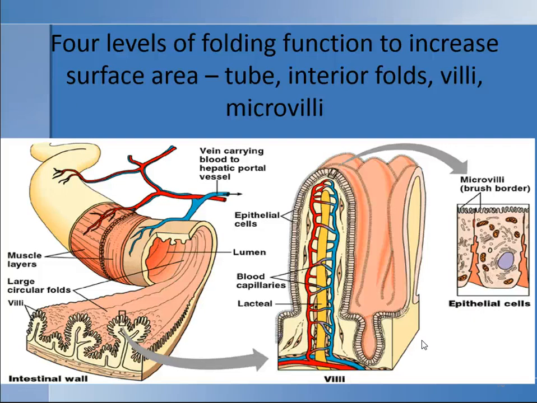Okay, now this folding that occurs inside the small intestine is what allows an increase in surface area, and you need surface area to absorb anything. Actually, lots of surface area means more absorption. And so you have the tube itself, and then there are some interior folds in the lumen. The lumen is the opening. And then there are villi, which are these little protrusions, little folds there. And then these folds have folds on them called microvilli. And so you actually have this kind of four-level folding action going on.